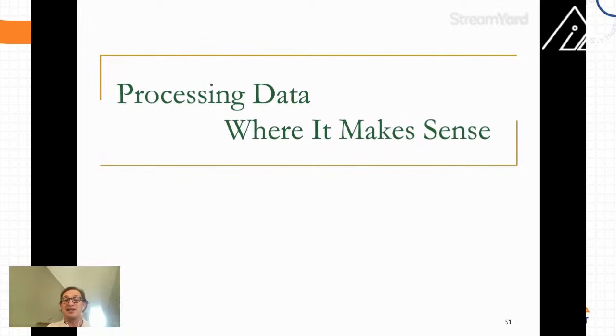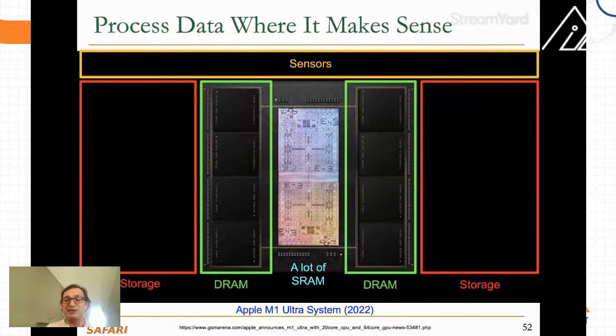Today, we have no option. We have to move the data to a computing unit, which is a CPU, GPU, FPGA, machine learning accelerator, pick your favorite. And even within this computing unit, we have to move the data from buffers to computing elements. So we have very limited options. Processing data where it makes sense means that you increase your options. Basically, enable processing capability everywhere possible.